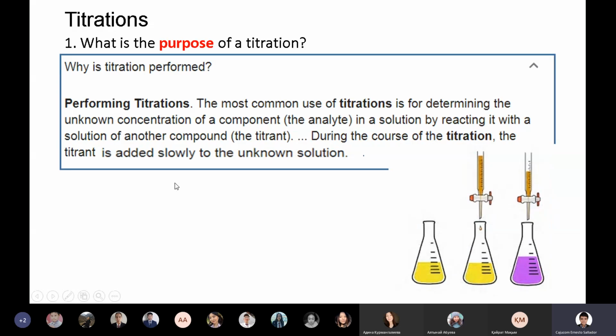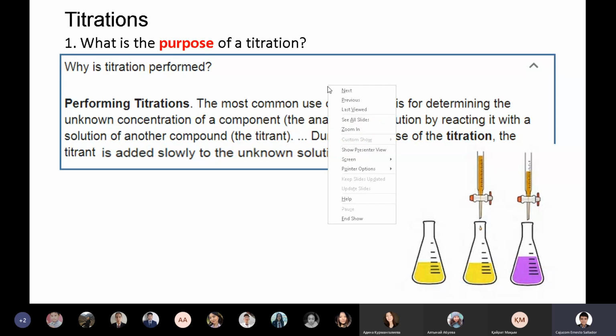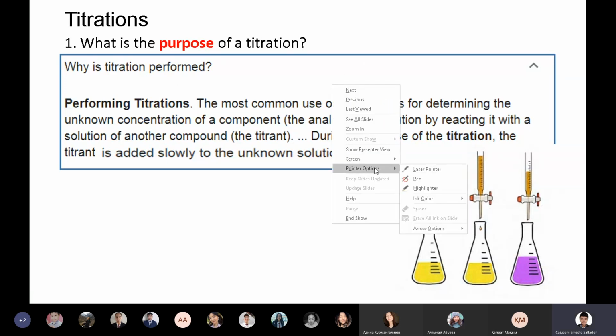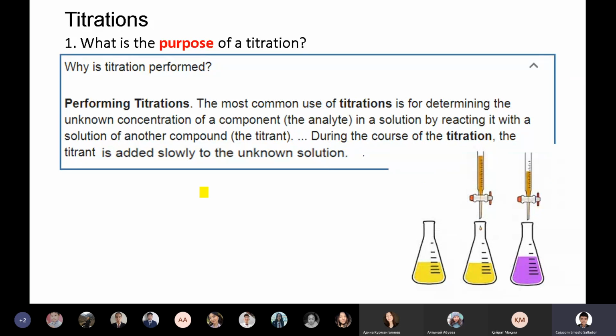Let's begin. The basic concept of titration: why is titration performed? Let me first use my highlighter here so I can emphasize the important points. Everybody, first I need you to remember that the most common use of titration, take note of this, is to determine the unknown concentration of a component, which we call the analyte, in a solution by reacting it with a solution of another compound, which is what we call the titrant. Mr. Ernesto, what does it mean?